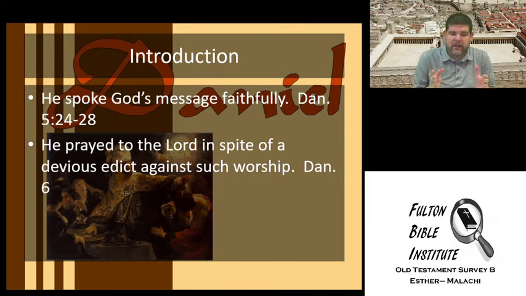And then we see in Daniel 6 that he prayed to God, he prayed to the Lord, in spite of a devious edict against such worship. Although men tried to make it illegal, Daniel still went to the same window, opened that window, looked out that window, and prayed to God toward Jerusalem. And this gives us an example of the kind of man Daniel was, the kind of person Daniel was.